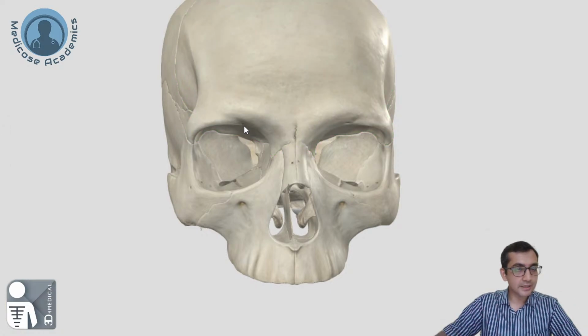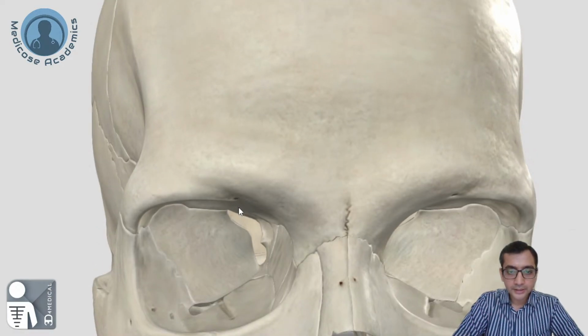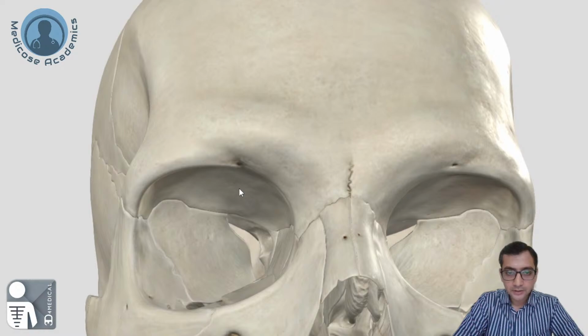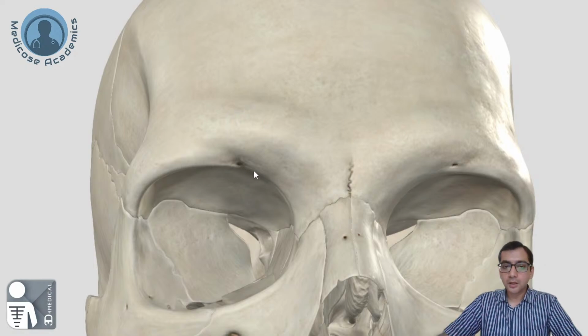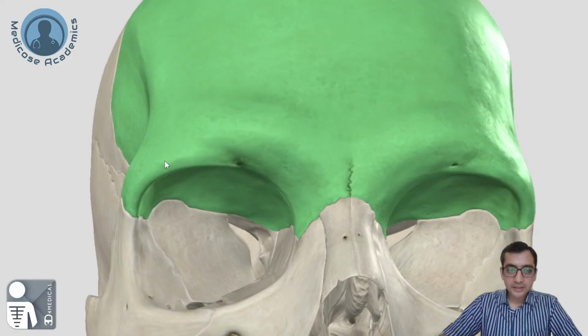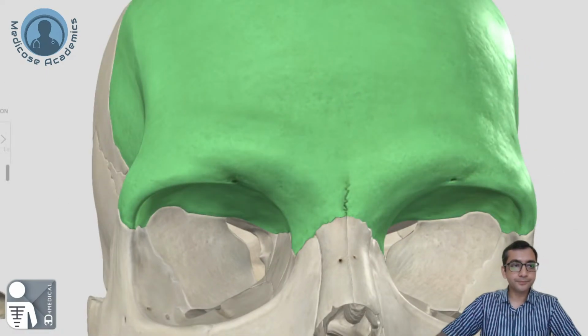If you can see my mouse cursor at this point, let's zoom in here. So here it is shown as the foramen. This is known as supraorbital foramen, or if there is a notch here, that will be known as supraorbital notch, and it is making the upper margin of the orbit.